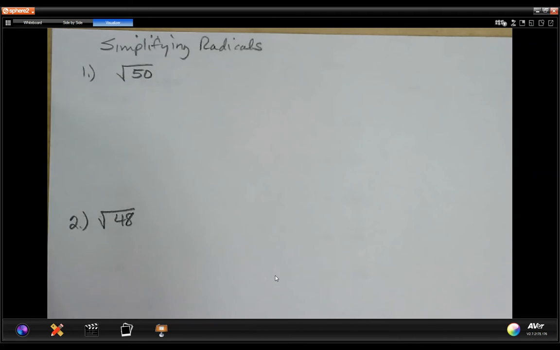Okay, so a radical is basically a fancy word for square root. Now, once you get into algebra 2, you're going to get into things that are cube roots and fourth roots, that kind of thing. With geometry, you're not going to, but this will definitely help you when you get into that higher level math to be able to do this. And so you're going to have to do this again. This is not going to go away.